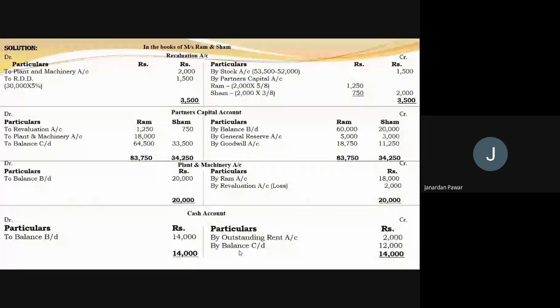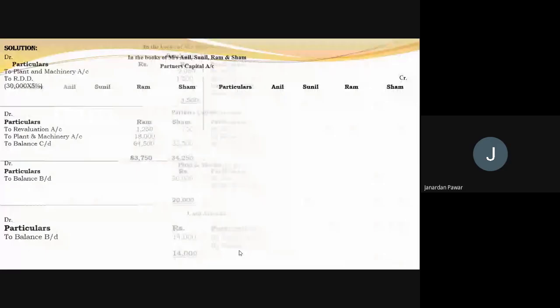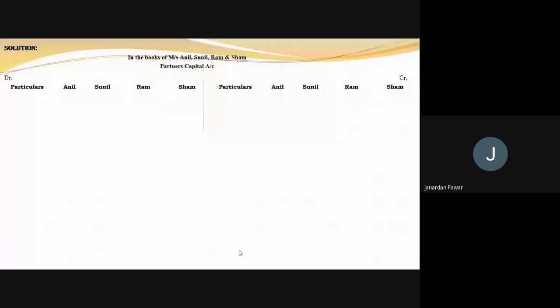Okay, next step in this solution, that is you can see on your screen, we have to prepare the partner's capital account in the books of Messrs. Anil, Sunil, Ram and Sham. This one is the new firm, and for adjustment of those capitals we have to open these partner's capital accounts. You can see the capital which is transferred from these accounts, that we have to show here. That is by partners capital accounts rupees 76,900, 54,600, 64,500 and 33,500 that we have taken from the partners' capital accounts of the old partnership firms.